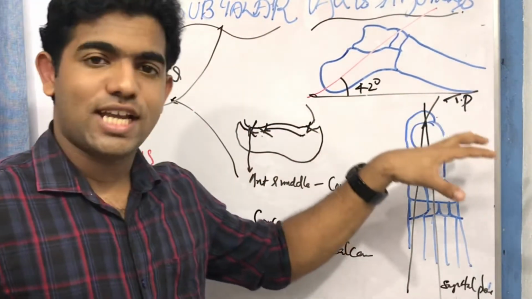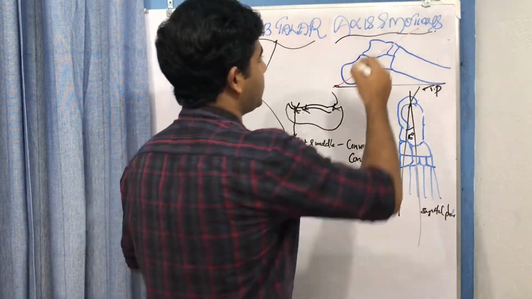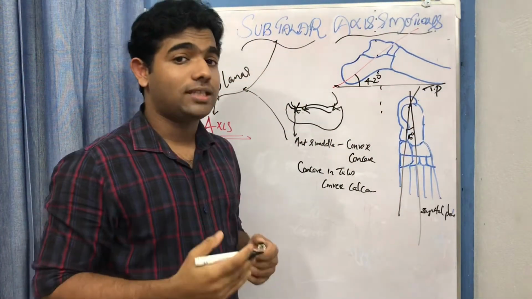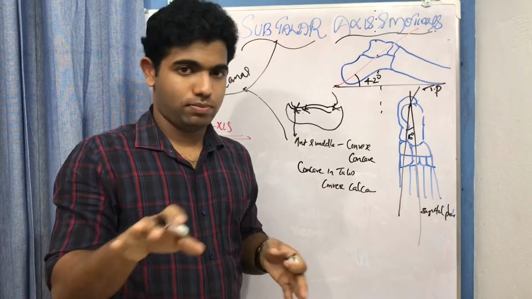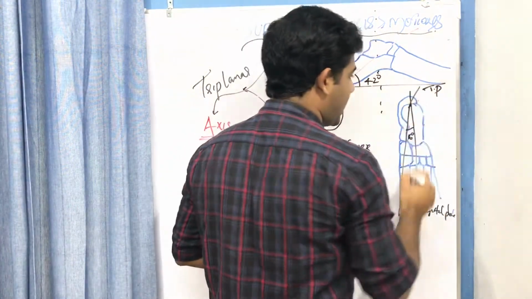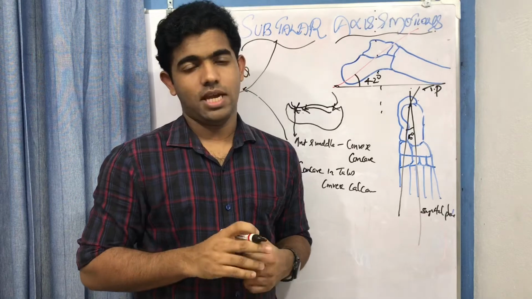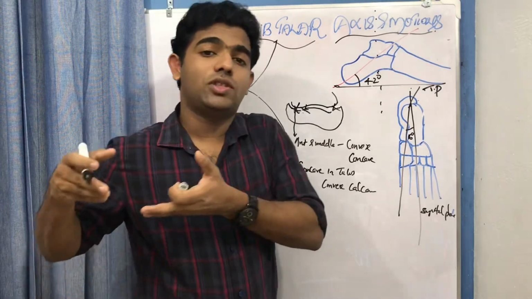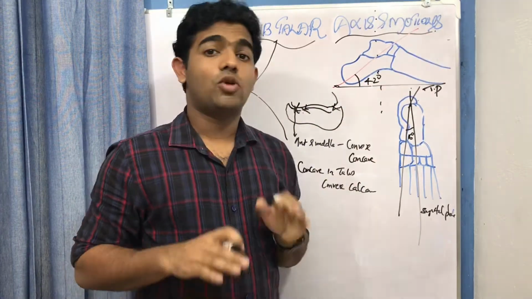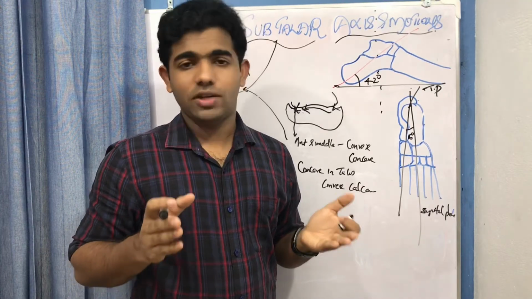In fact, if this axis was a pure vertical one like this, that would make the motion in the transverse plane, so it would be abduction and adduction alone. If the axis was a pure sagittal one, it would have been dorsiflexion and plantar flexion. If the axis was related to the frontal plane alone, a longitudinal axis passing like this, then the motion would be inversion and eversion alone, right?